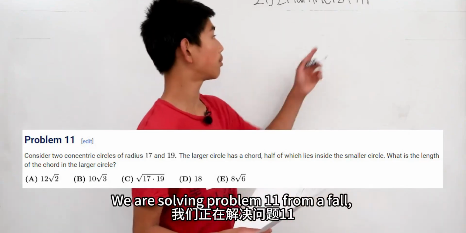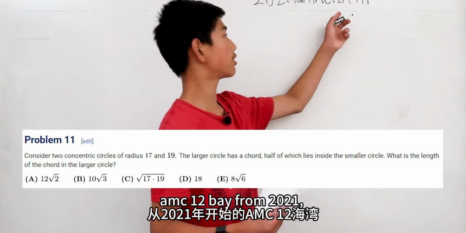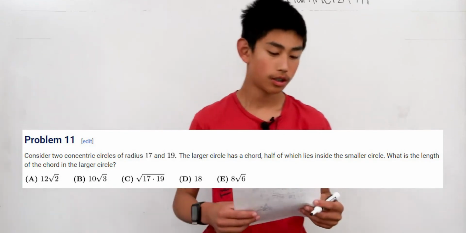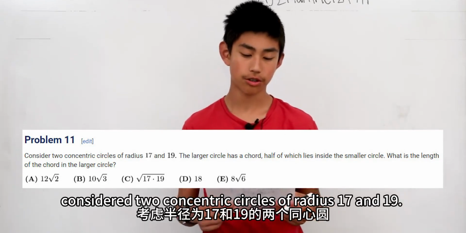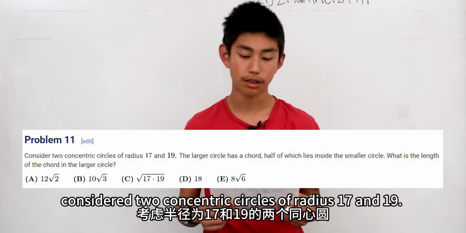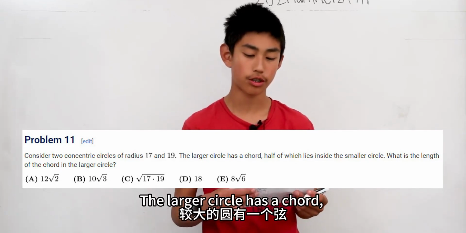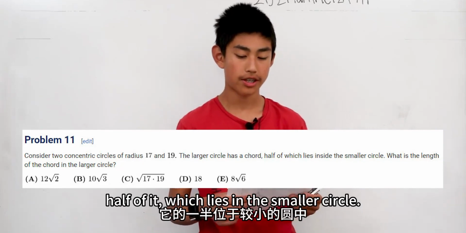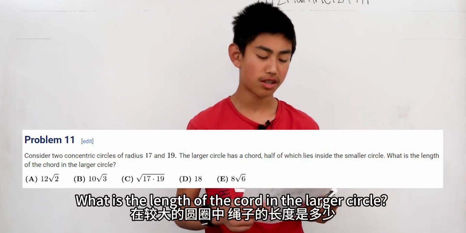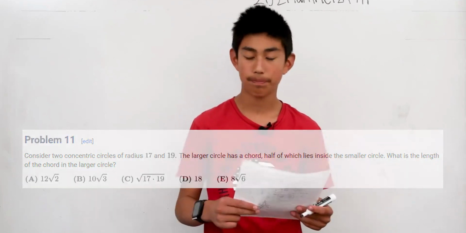We're solving problem 11 from the Fall AMC 12A from 2021. Consider two concentric circles of radius 17 and 19. The larger circle has a chord, half of which lies in the smaller circle. What is the length of the chord in the larger circle?